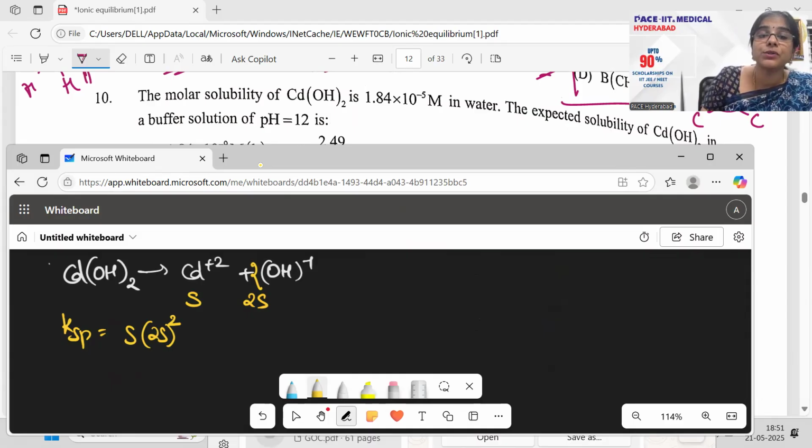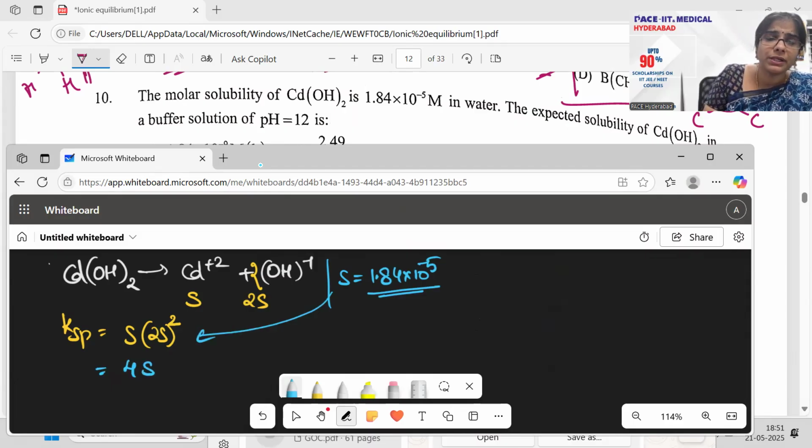And we are given the solubility, the S value has been given to us, which is 1.84 times 10 to the power minus 5. I would just put it in here, which is 4 times S cube. In place of S, 1.84 times 10 to the power minus 5, all of it whole cube. So I would get some answer there. Okay, I'm not writing the answer, I will get some value. I'm not calculating it right now.